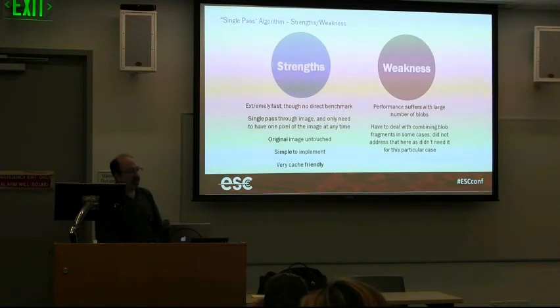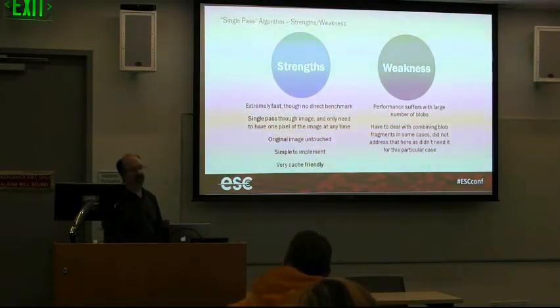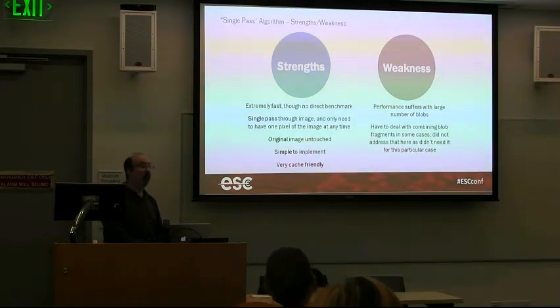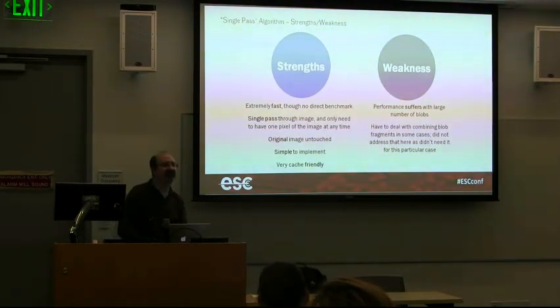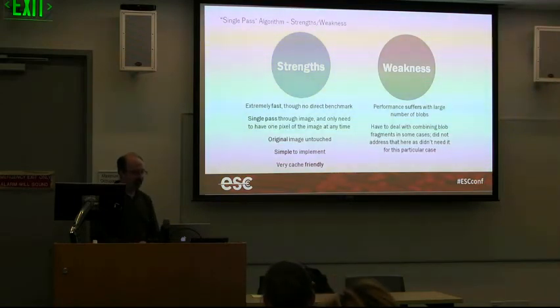There's only a single pass through the image, and you only need to have one pixel of the image at any time. If you can buffer the entire image, it's untouched. The original image is not altered, so you can carry out whatever other operation you want on it. This is pretty simple to implement, and it's about as cache-friendly as you're going to get. You read a pixel, you do all your operations on it, you never write that back, and you're always reading the pixels in row order. So short of having to write the little housekeeping notes off to the side, it's about as cache-friendly as you're going to get.